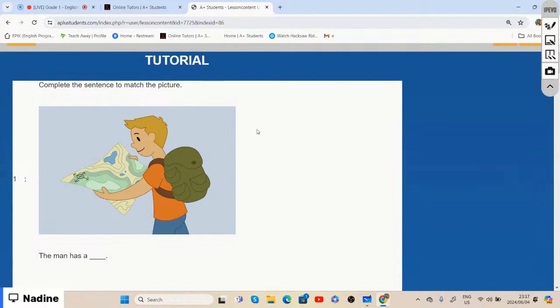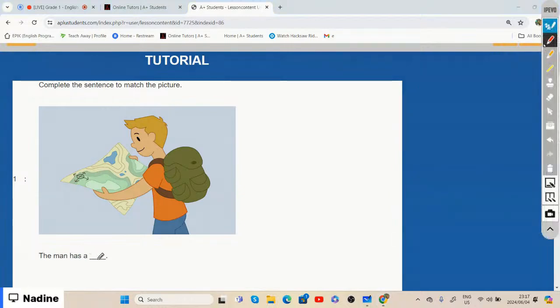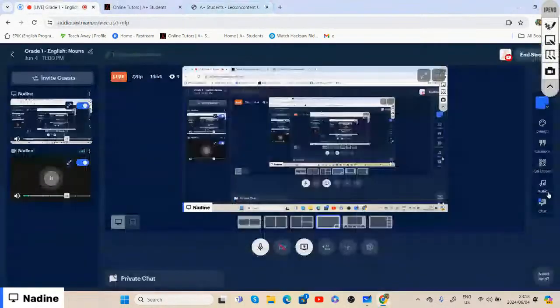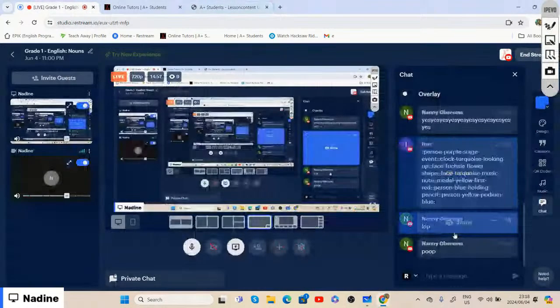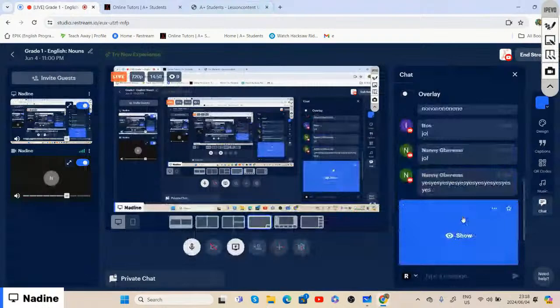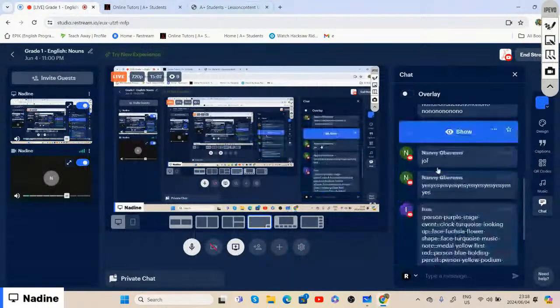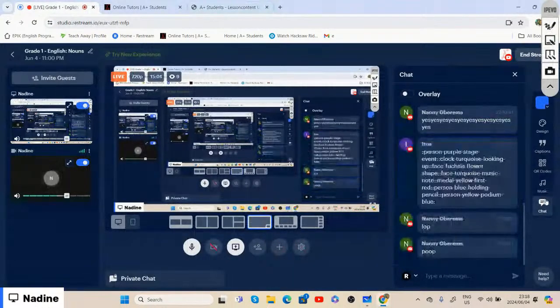All right, so if we were to look at what the man has in his hand, then we can say the man has a map in his hand, right? So a map. This man has a map, right? Because he's trying to find his way. So he has a map in his hand. So map is our noun.